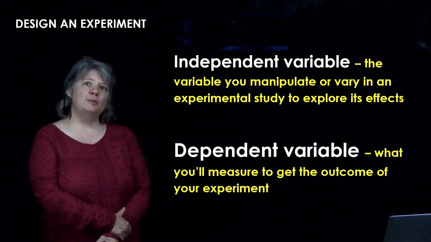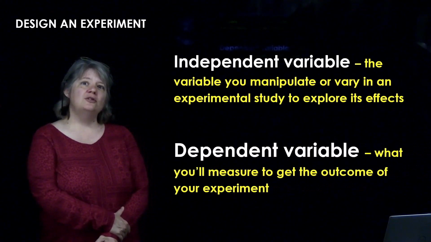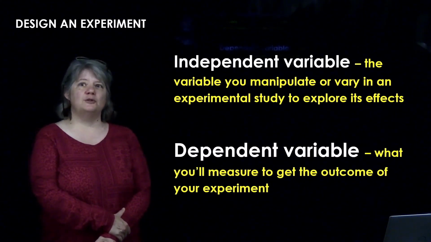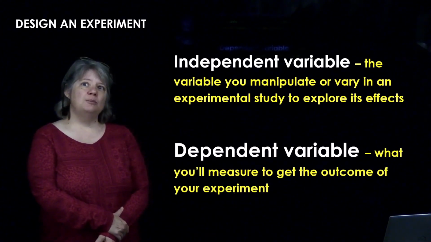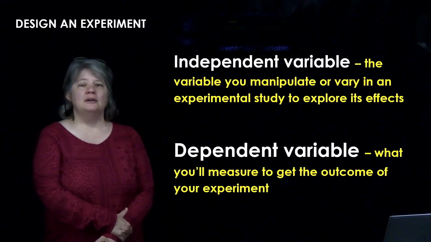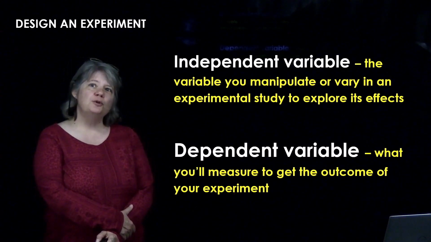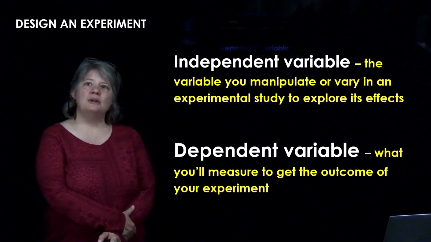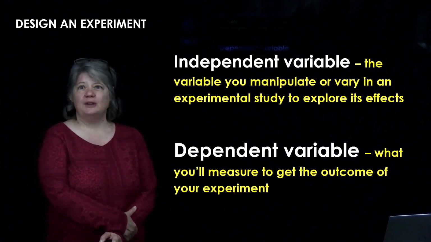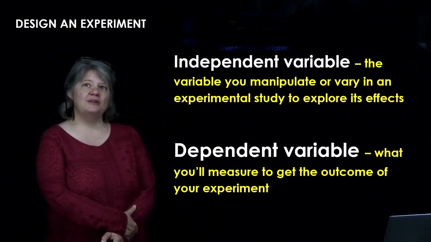The second variable is the dependent variable. This is what you'll measure to get the outcome of your experiment. So I can vary the temperature of the water that my fish are in, but what am I going to measure to get an outcome? I might look for movement of the fish, or I might try to measure heart rate, or a simpler thing maybe would just be to measure the breathing rate of the fish.